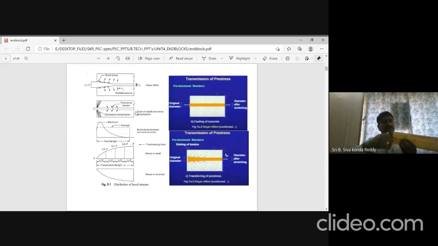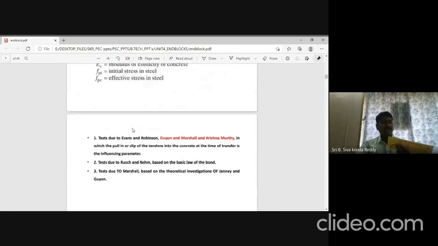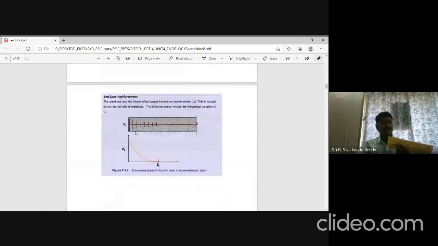During this process, you see some transverse tension or bursting tension happening in our member. This will be maximum at this location. Slowly this is going to reduce and reach a value of zero.